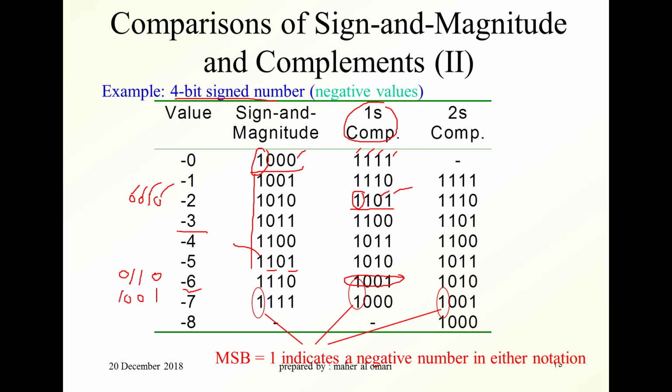Let's take the positive 3, for example. This is a positive 3, 0, 0, 1, 1. The negative 3 is the twos complement of this number, which is 1, 1, 0, 1. All right, which is this.